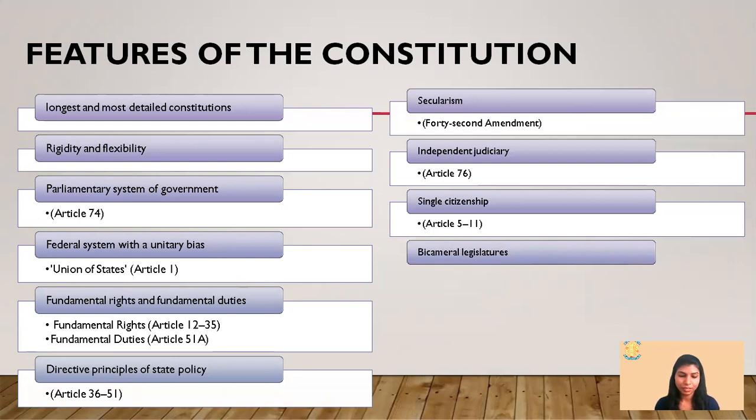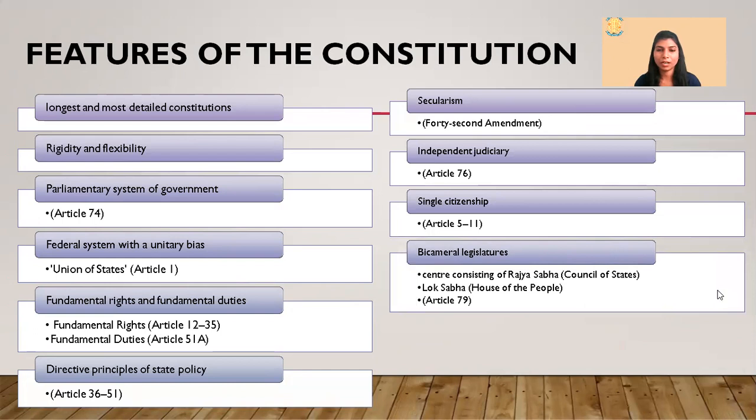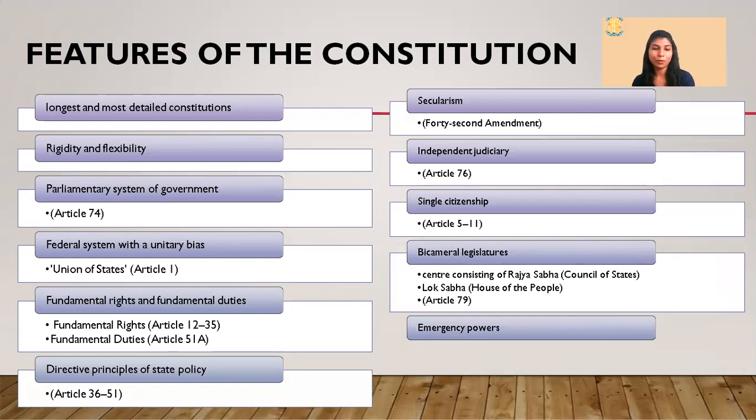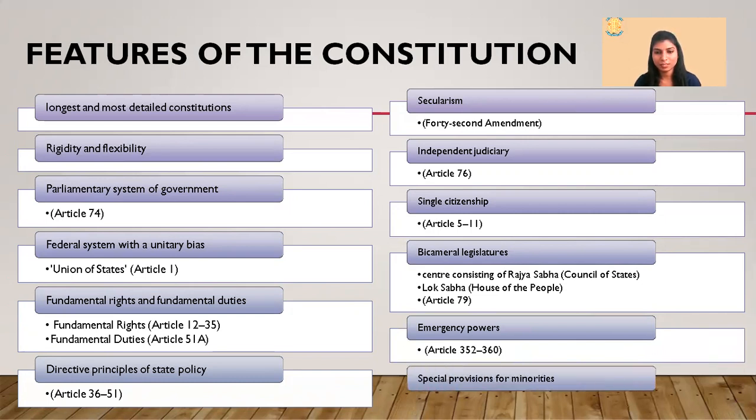Bicameral legislation. In India, the Indian Constitution provides bicameral legislation at the central level, consisting of Rajya Sabha and Lok Sabha, and at the state level. It is mentioned under Article 79. Next feature is emergency power. And in this pandemic, we all now understand very well what the meaning of emergency is. It is written under Articles 352 to 360.